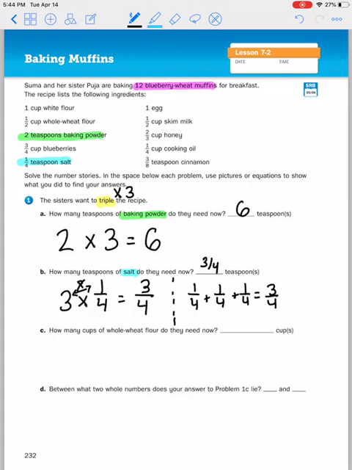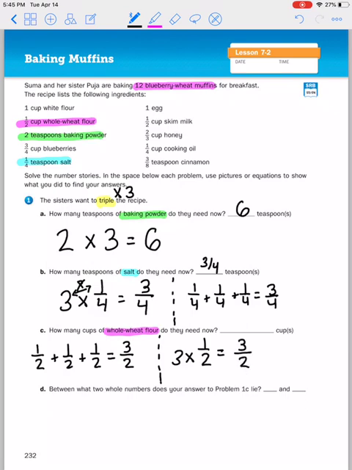How many cups of whole wheat flour do they need now? So they need 1/2 cup of whole wheat flour. So you could do repeated addition, which would give you 3/2. Or you could have done 3 times 1/2, which would give you 3/2. And I know that's an improper fraction, so I could take out a whole, and I'm left with 1 and 1/2. So they need 1 and 1/2 cups of whole wheat flour.